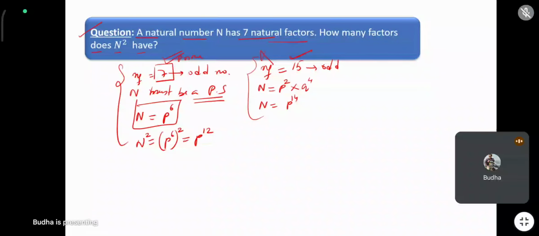Remember one thing, don't write 6 square. When you take the power of a power, then the powers get multiplied, not taken power again. This is not 6 square, it is power 6 whole square. So 6 into 2, that's 12. So the number of factors will be 12 plus 1. Answer is 30.